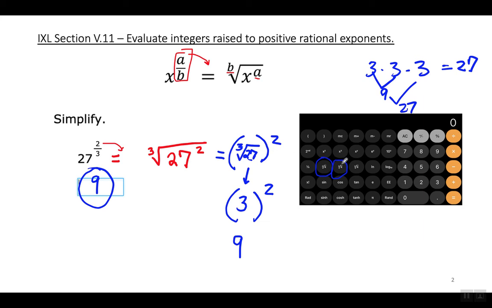So in this problem, what you could have done is in your calculator, first enter 27, then hit the cube root button, and then hit the square button, which is right here. The square button means to the second power.